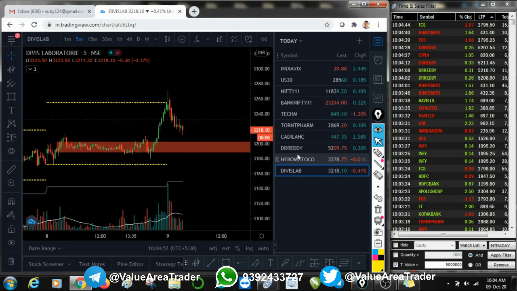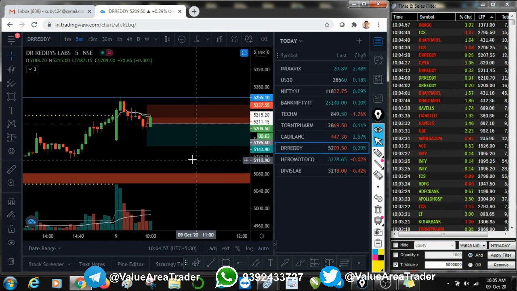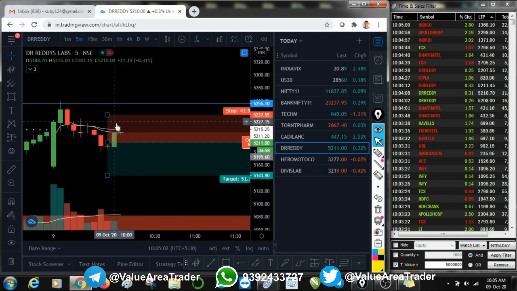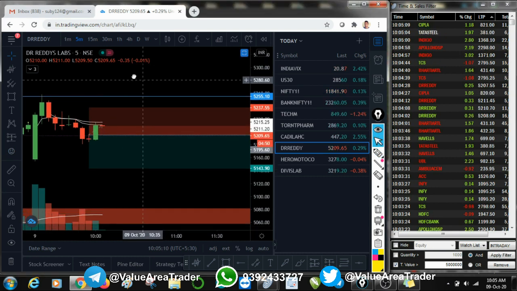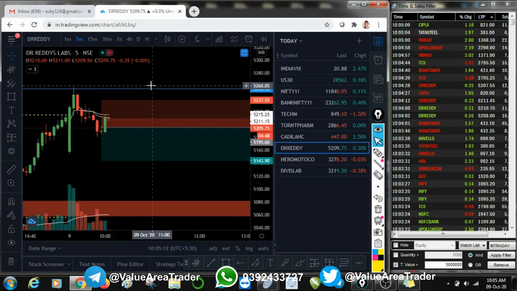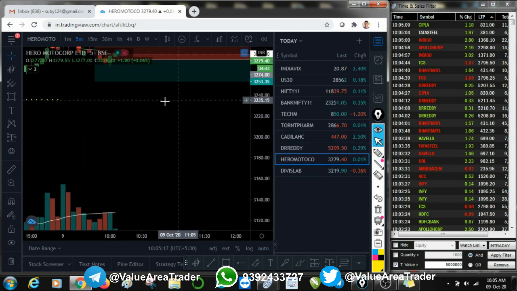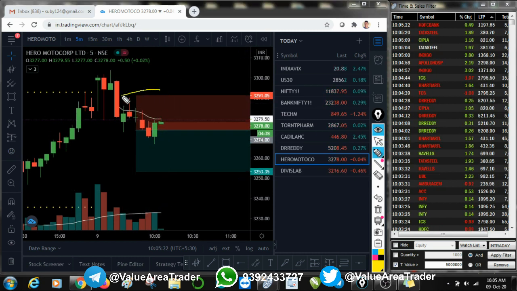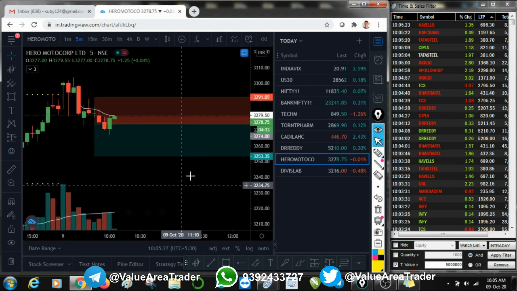So let's see what is happening in Dr. Reddy and Hero Motoco. Dr. Reddy is going to hit our stop loss, but my only safety belt is this VWAP. If it breaks this VWAP, then probably it is a reversal. Hero Motoco is also slowly reversing, but we have the VWAP. If the VWAP is broken, then it is okay for my stop loss to get hit. No problem in that. We will take a happy stop loss.